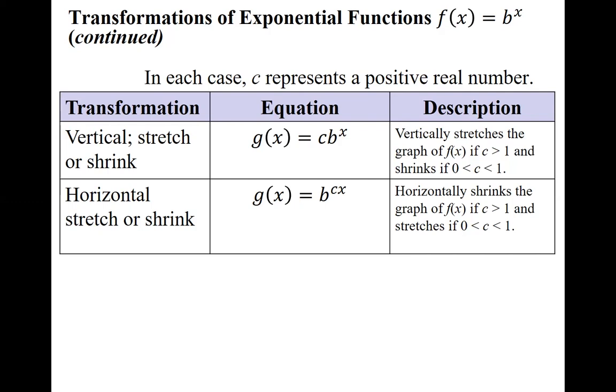If the c we're just multiplying our x by is greater than 1, it's a horizontal shrink. If the c we're just multiplying the x by is between 0 and 1, it is a horizontal stretch.